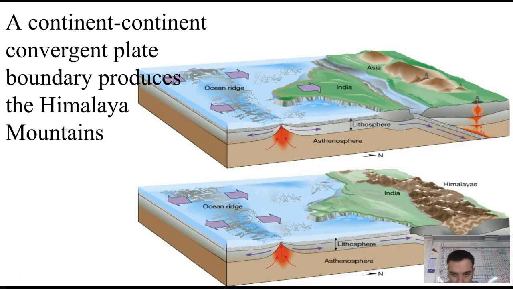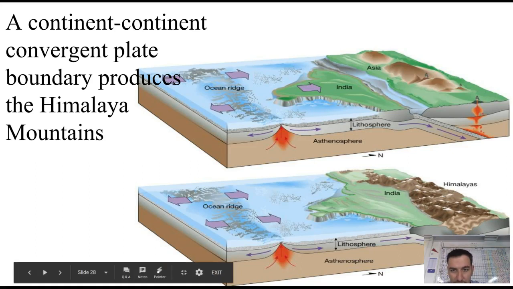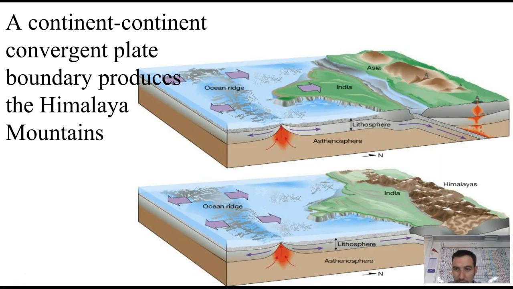Okay, so you kind of put it all together. There's a divergent boundary out in the ocean. Here's a convergent boundary on land that was created.